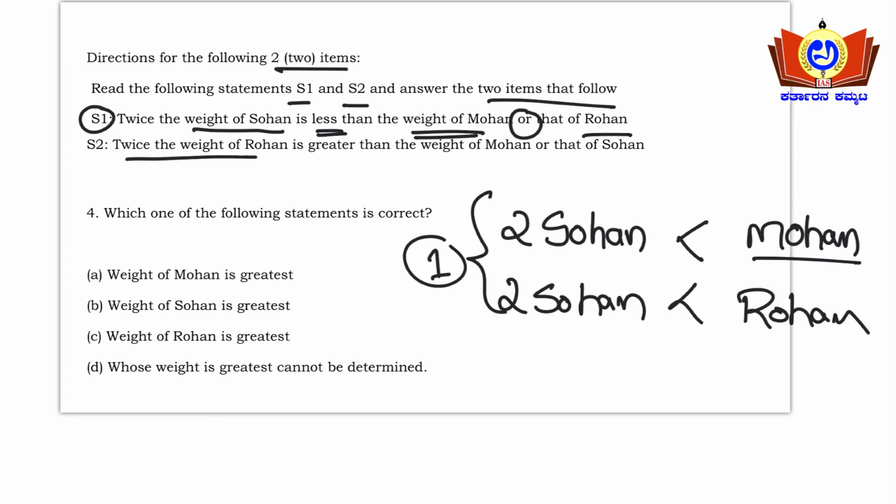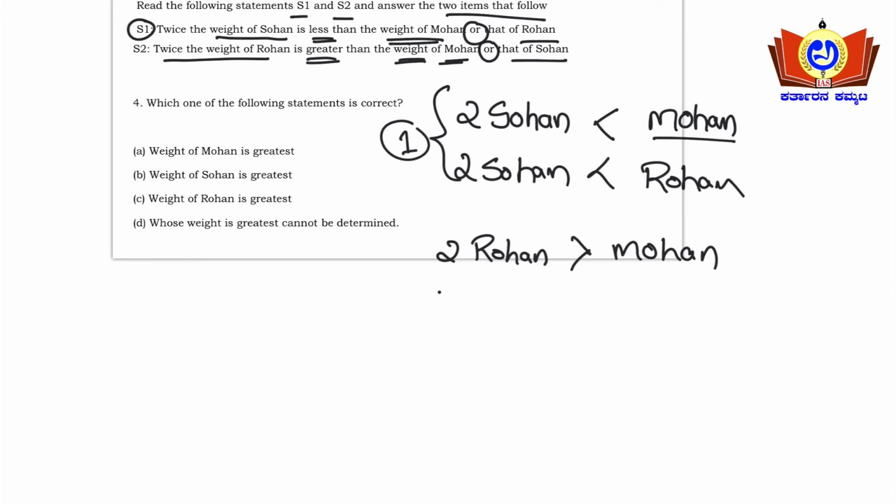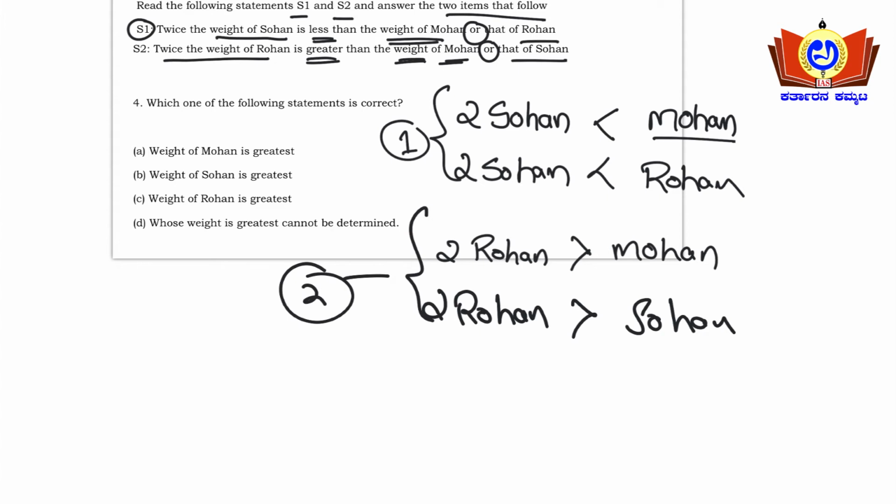Statement 2: twice the weight of Rohan is greater than the weight of Mohan or that of Sohan. So twice Rohan is greater than that of Sohan. This is the second statement here. Which one of the following statements is correct here? The weight of Mohan is greatest, Sohan is greatest, Rohan is greatest, or whose weight is greatest cannot be determined.